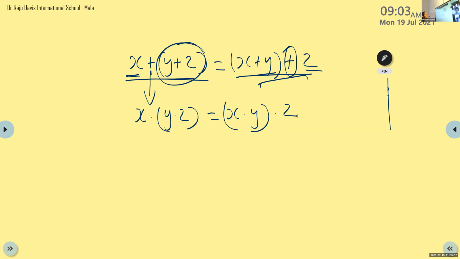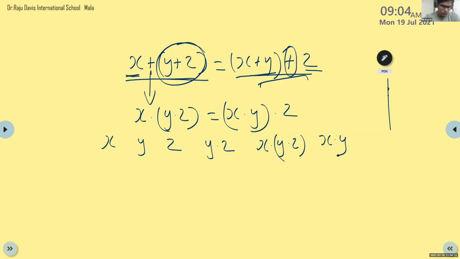Niranjan, which are the columns? X, Y, and Z. Then X into Y, for this expression. Then Y into Z. Okay. Then X into Y into Z. Then X into Y, then X into Y into Z. Okay. Do it fast.